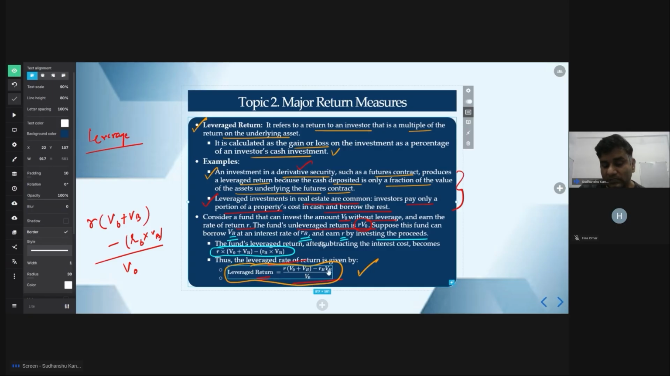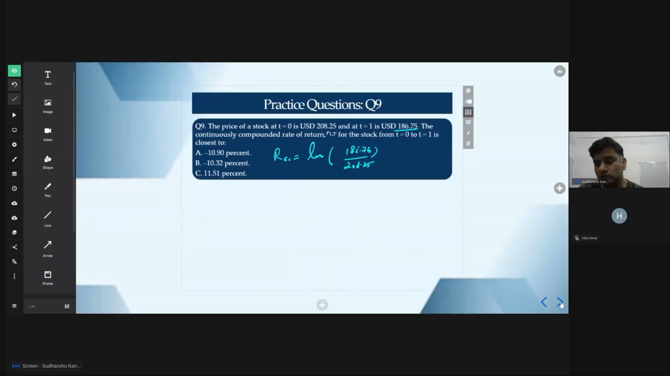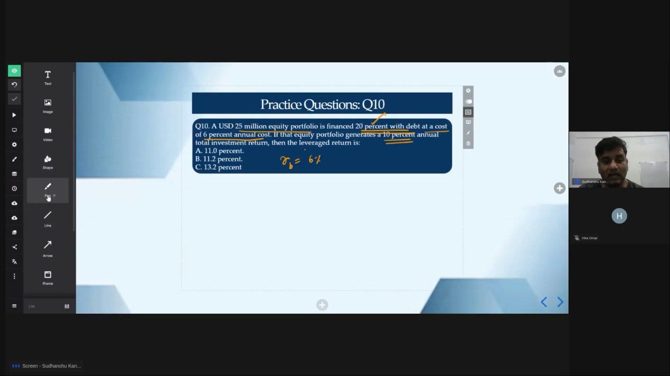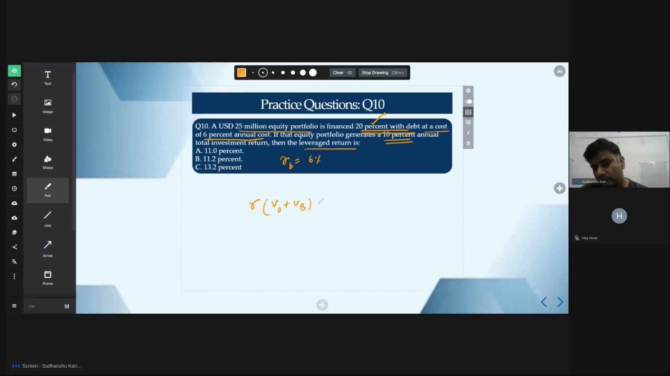R V naught plus VB minus RB VB, divided by V naught. So this is what we need. Now if I go here, they have asked for the leverage return. When I calculate the leverage return, again it is R V naught plus VB, minus RB into VB upon V naught. So the 25 million equity portfolio is financed 20%, so the borrowing is 20%.